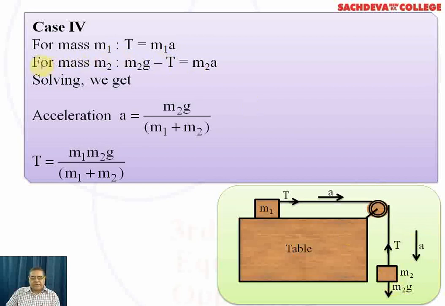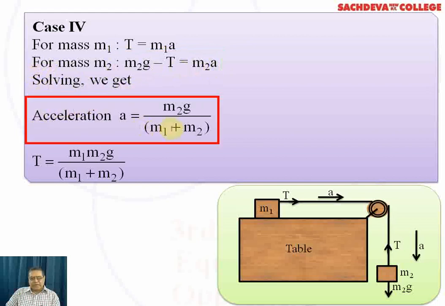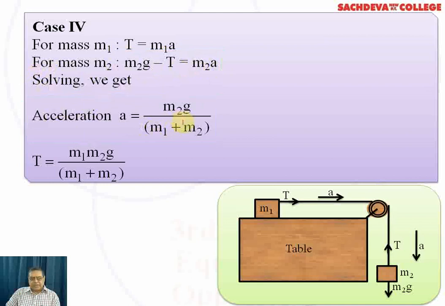Now in this case, for mass m1, T is equal to m1a. For m2, it is m2g minus T is equal to m2a. If we solve them, we get the value of acceleration. Using that value in equation number 1, that is T is equal to m1a, the final value of T comes to m1 m2 g over m1 plus m2.